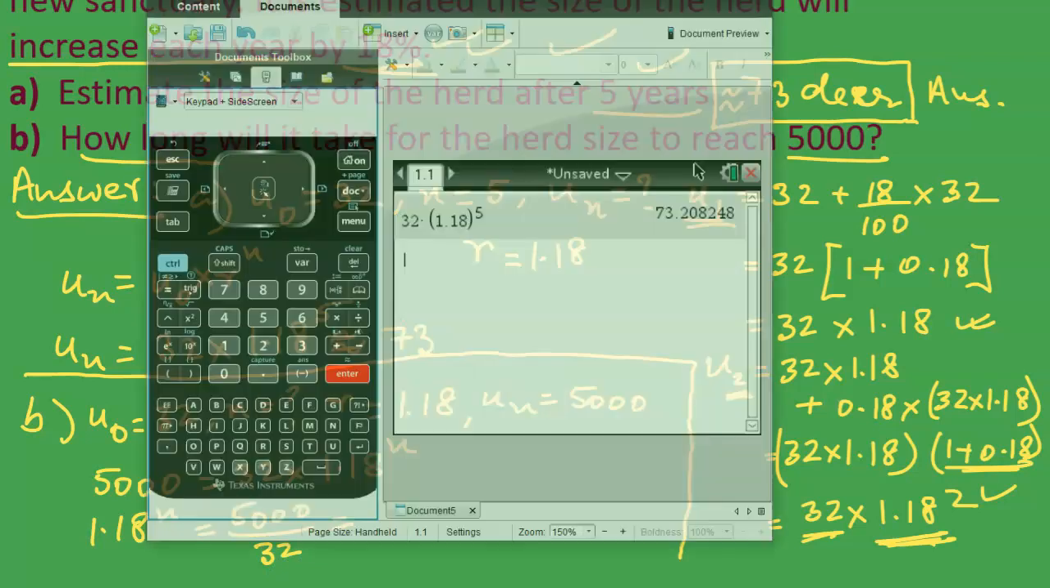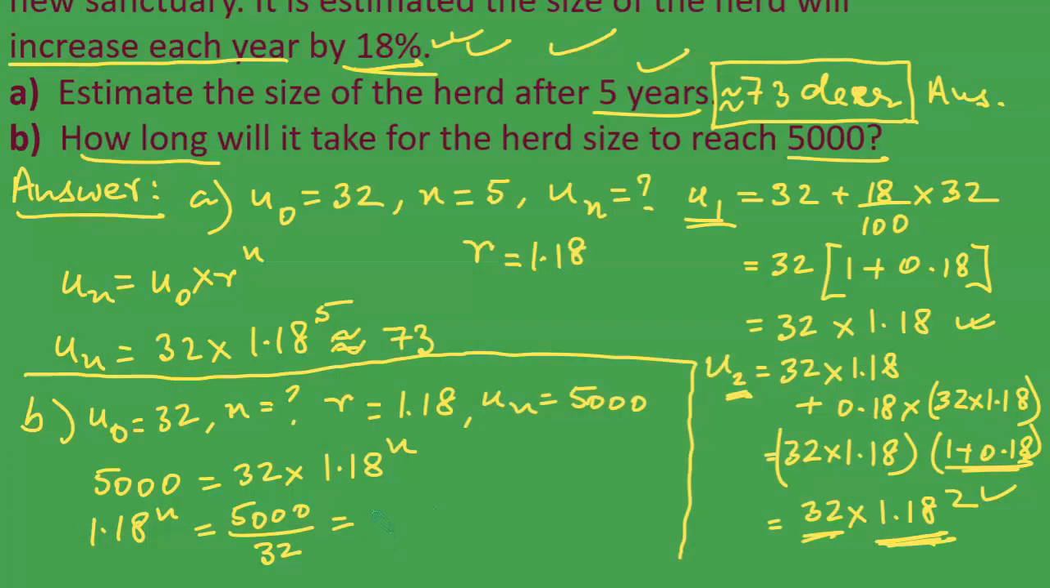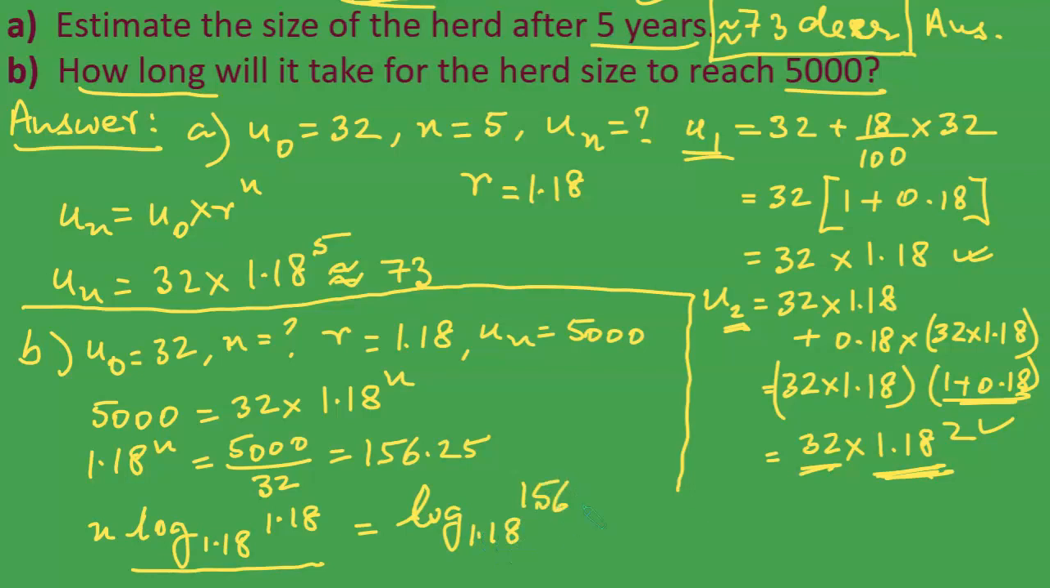Which should be equal to what? Let us see. 5,000 divided by 32 is 156.25. So this is 156.25. Now we can take the log of both the sides, taking the base as 1.18. So this part will be equal to 1. This is equal to log of base 1.18 and the argument is 156.25.